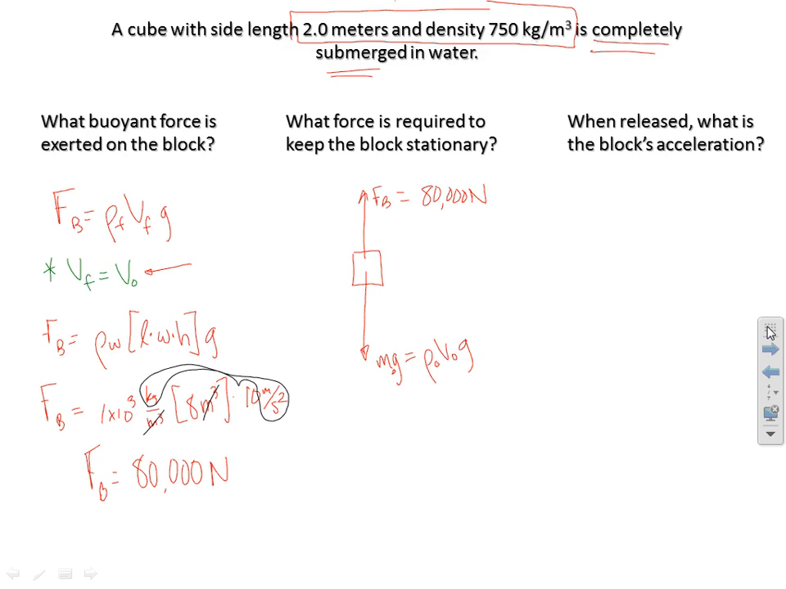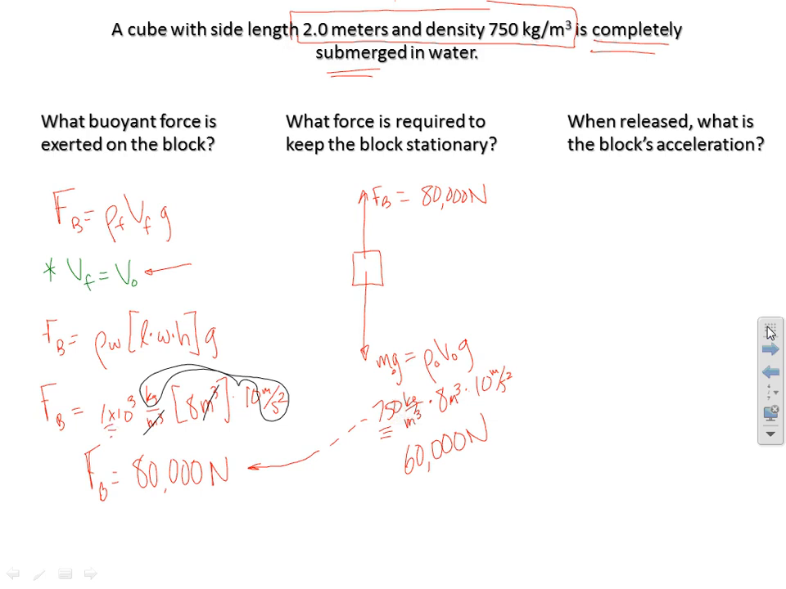So rho object, 750 kilograms per cubic meter. V object, 8 cubic meters. g, 10 meters per second squared. So that's, oh boy, that's 60,000 newtons. Right, notice it's 3/4 of this, because the density is 3/4 of that density.